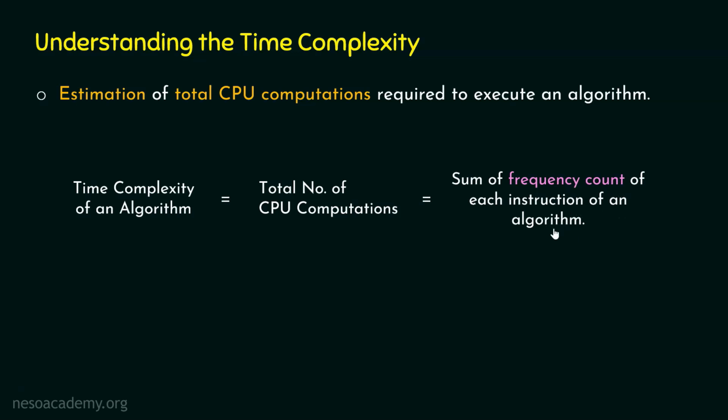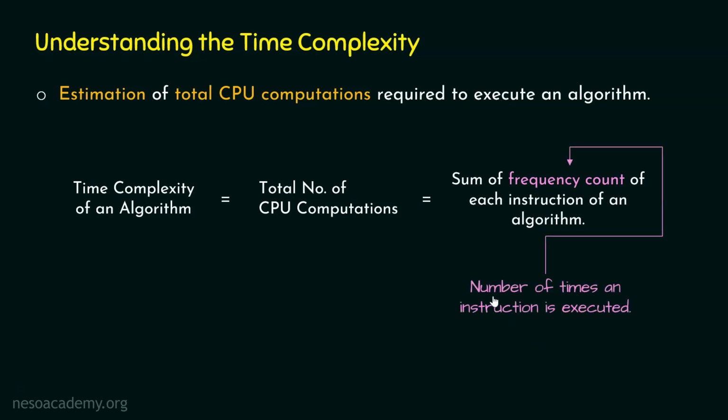Now, what is the meaning of frequency count? Frequency count refers to the number of times an instruction is executed. So, in order to calculate the time complexity of an algorithm, we calculate the sum of frequency count of each instruction of an algorithm, and frequency count refers to the number of times an instruction is executed. So by seeing an algorithm, you can calculate its time complexity. And now we will understand how to do this.